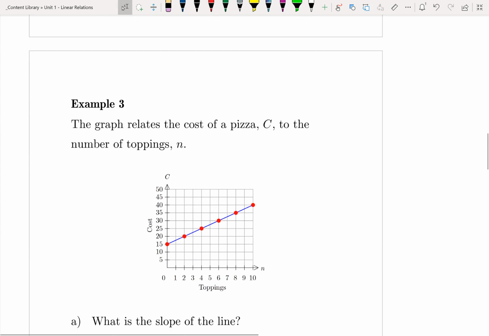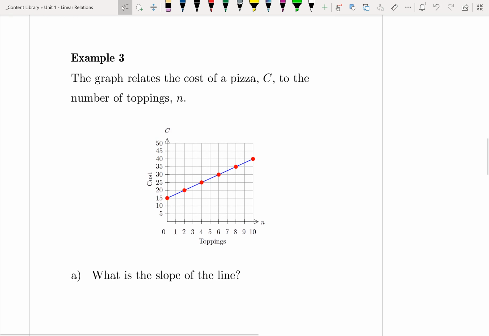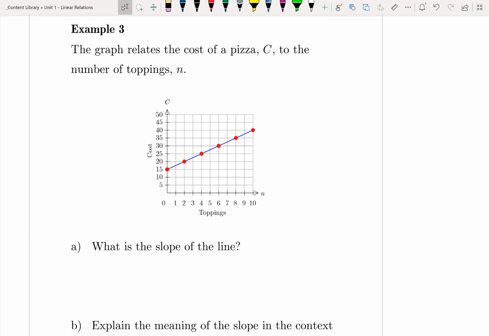In example 3, now we're going to actually apply this idea. So in example 3, the graph below relates the cost of a pizza C to the number of toppings n. I want to determine the slope of the line. So I have my line, I can figure out my slope using rise over run. From one point to the next, I'm going over 1, 2, so my run will be +2.